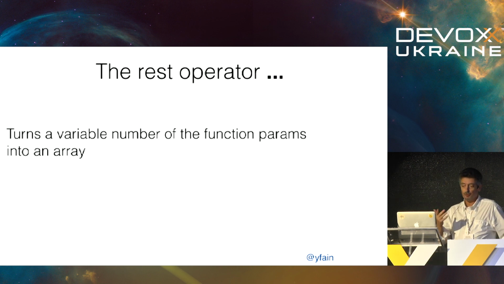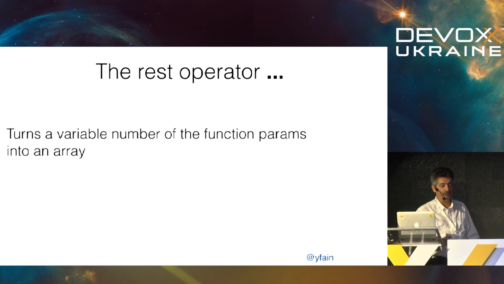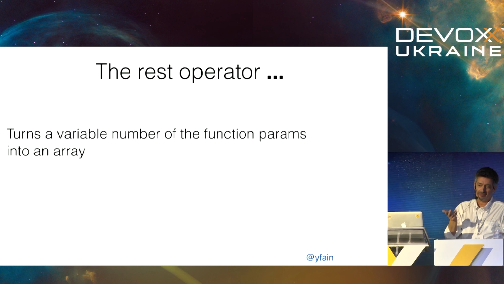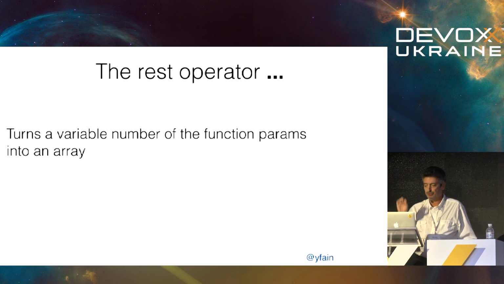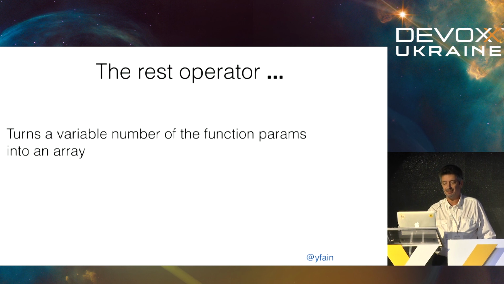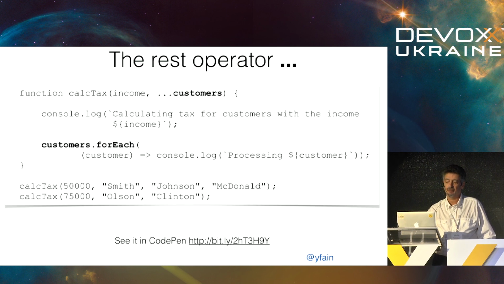Next thing, a new operator called REST. It's for when you want to invoke a function with a variable number of parameters. You can put these 3 dots in front of the last argument in the function, and it'll give you an array. So basically, let's take a look at this function. I have a function called calcTax, which has the first argument as income, and the second argument is the REST operator, 3 dots and customers.